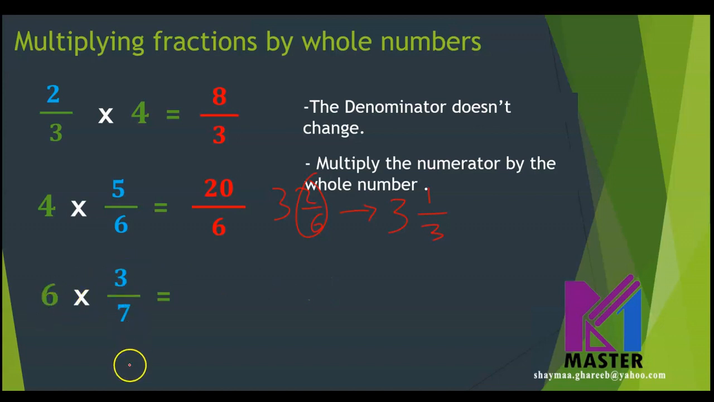6 times 3 7ths. I'm going to do exactly the same. I will multiply the 3 by the 6, which is 18, so it will be 18 over 7. And the denominator stays as it is. I can also write this as a mixed number. How many 7s are there in the 18? There are 2 7s and remainder 4. So I can write 2 and 4 over 7. Is this clear?